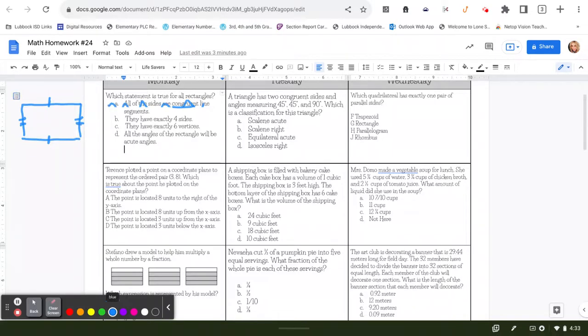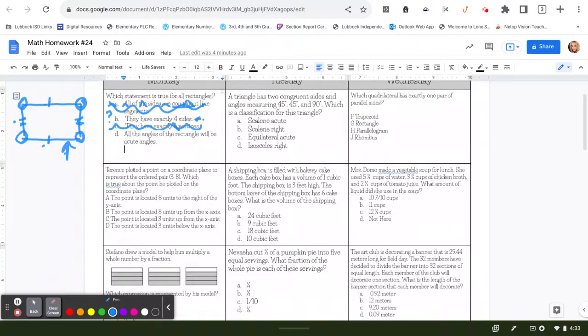Okay, they have exactly 4 sides. Well, this is a quadrilateral. So yeah, it's got 4 sides. 1, 2, 3, 4. So might be B. They have exactly 6 vertices. The vertices are where the line segments meet to make a corner. And we know that a rectangle is a quadrilateral, and to be a quadrilateral, you have to have 4 sides. We've got that, and 4 vertices. So it can't be C.